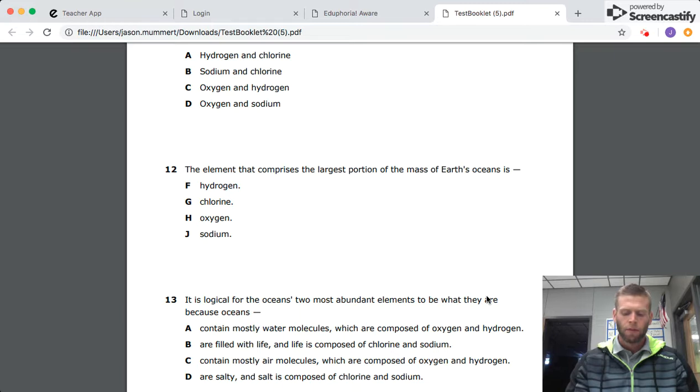Number 18, below is a picture of a carbon chain. What makes this carbon chain a compound? F, it is very long and complex. G, it cannot be broken down into a simpler substance. H, it contains only one type of element. Or J, it contains 2 or more different elements.